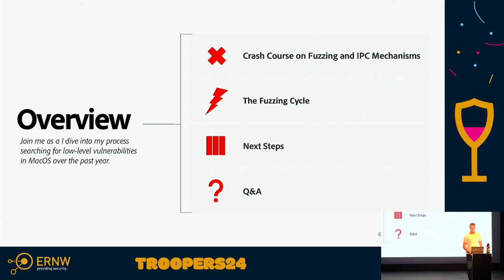So just a little bit of an overview about what we're going to be talking about today. I'm going to start with a crash course on what fuzzing is and macOS IPC mechanisms. We're going to start from a very basic level and build up so that we can all be on the same playing field here. Then I'm going to talk about the fuzzing cycle, which is kind of a way that I like to think about fuzzing and identifying memory corruption issues. And then we're going to talk about next steps in my research, and then we'll leave some time for Q&A.